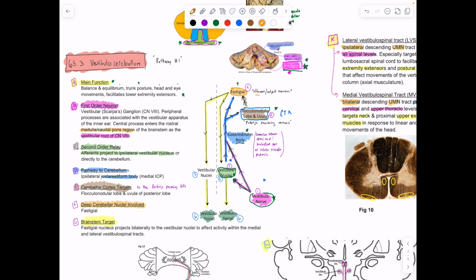We said that these are efferent or output neurons, so they can send their information. The output is going to go bilateral to vestibular nuclei, and from there you have two different tracks from the vestibular nuclei, which we'll get to in just a second.